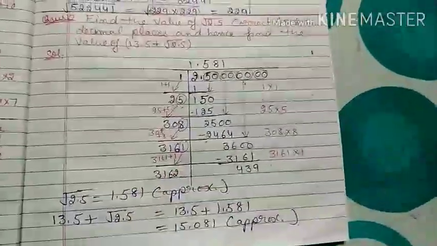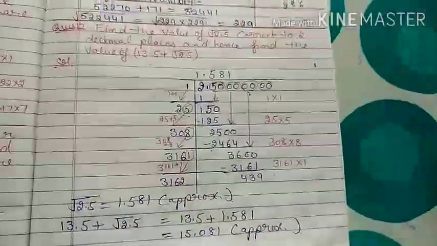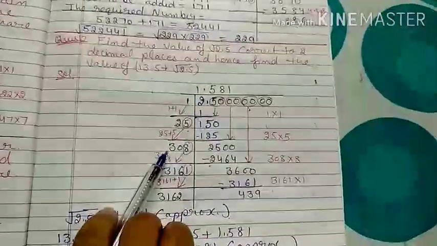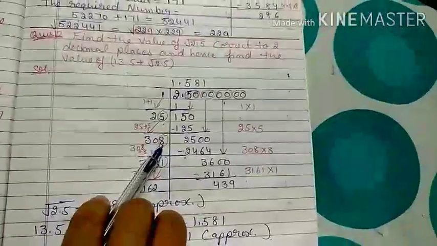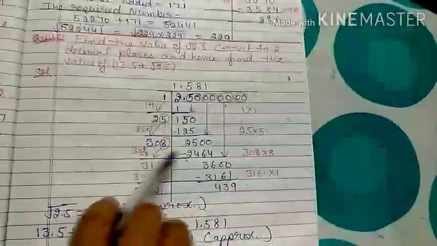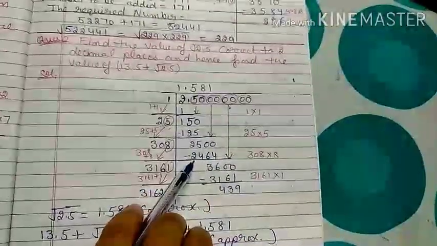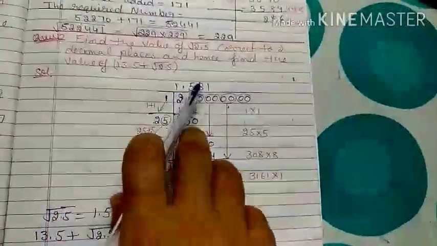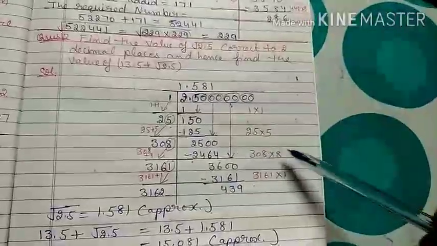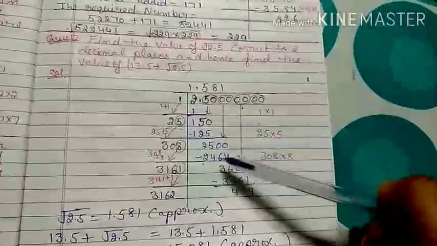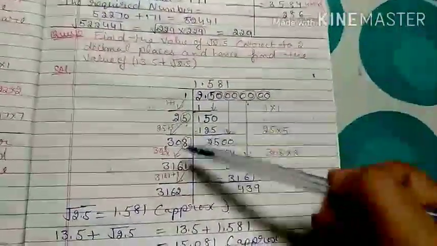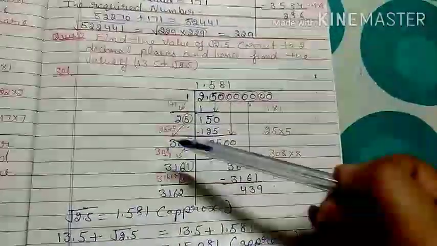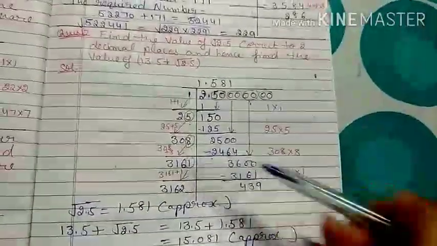25 into 5 gives me 125, and 25 plus 5 gives me the next divisor, and make the space for the next digit. I have to think about the number which I multiply with this whole number to get less than 2500, so that is 8. So 8 should be placed in the quotient also. 308 multiplied by 8 gives 2464, and the same number which is multiplied is added to 308, like 308 plus 8 gives the next divisor. That gives me 316, and make the space for the next divisor.